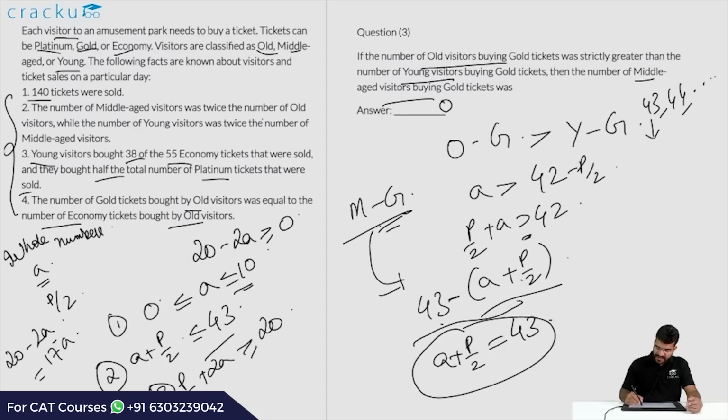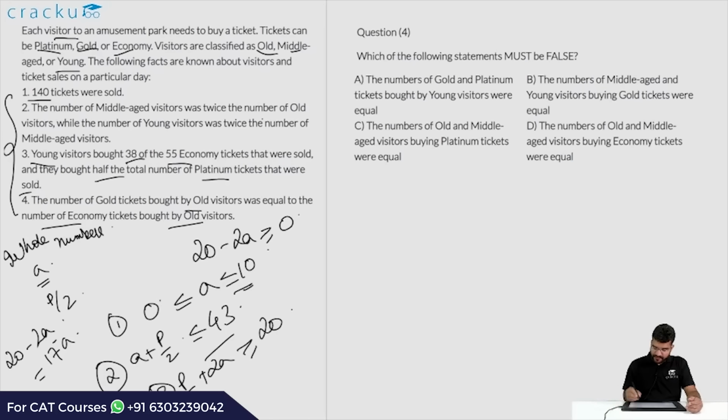Now let us look at the last question. Which of the following statements must be false? Let us look at each of the statements and try to find out whether it can be true. If any of these can be true, then it is not the answer. We have to prove that this statement has to be false. So let us look at the first option.